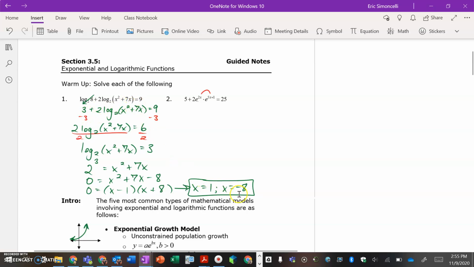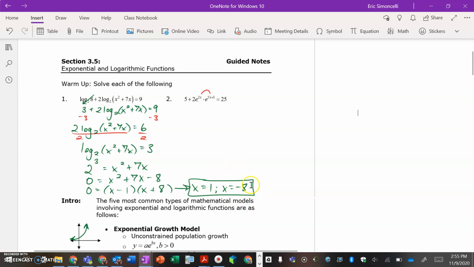If you plug in negative 8, what do you get? You get negative 8 quantity squared, which is 64. And then you have 7 times negative 8, which is negative 56. 64 minus 56, of course, is 8. And if you do the math, you get the same result. You'll get 9. So the answers both check.